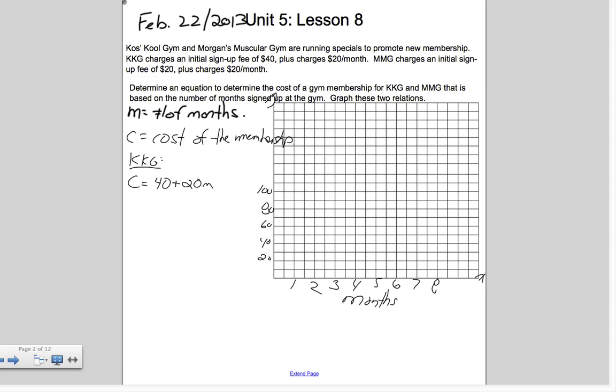You start your point at 40. Which one are we doing? C equals this equation here: C equals 40 plus 20m. So you start your point at 40 on the y-axis. That's important to say: (0, 40), because when the month is 0, how much are we paying? 40. So right at the beginning, boom, $40 out of my pocket.